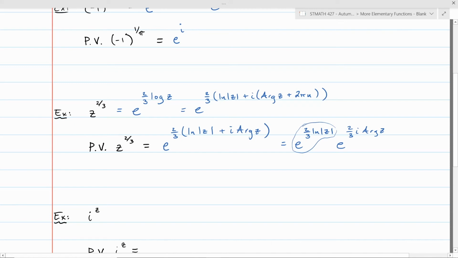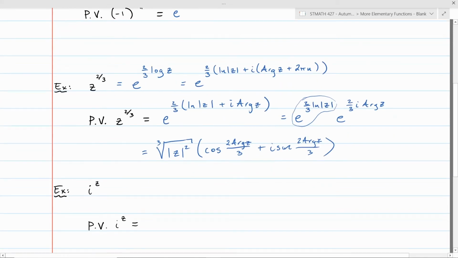If you want to put this into sort of a polar form, modulus of z is your r. And so you could think of this as r to the 2/3 if you wanted to. I think I'll just leave it as mod z though. So you end up with the third root of mod z squared, and then e to the 2/3 times i times arg z. You can put that into cosines and sines if you want to, so you can write that as cosine of 2 arg z over 3 plus i times sine 2 arg z over 3. Then that would be the principal value, or the principal branch of z to the 2/3.